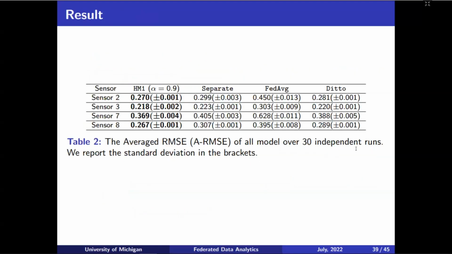This table summarizes the results of our model and all other benchmark models. Here, I compare HM1 with a separate modeling approach, with FedAvg, and also with the state-of-the-art personalized FDA algorithm Ditto. As you can see, our algorithm outperforms all the benchmark models, especially the Ditto algorithm, which is widely used to train a neural network. This result also demonstrates that if we naively plug the FDA algorithm for neural networks into the statistical model, it usually generates worse performance.